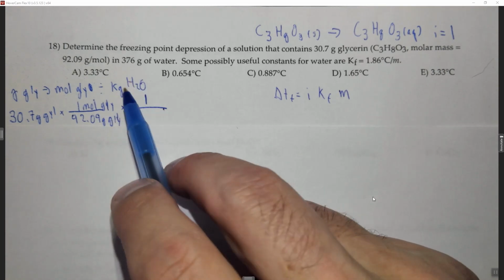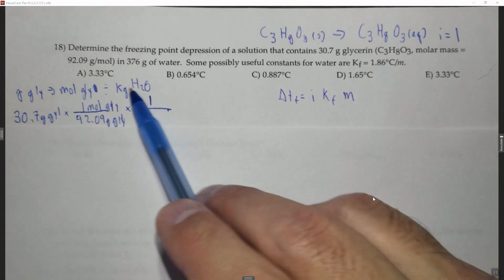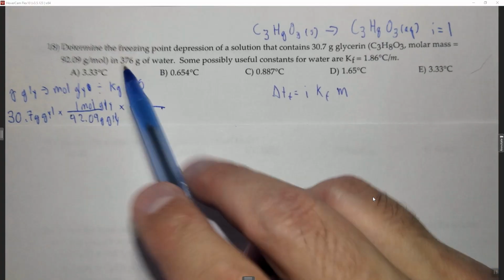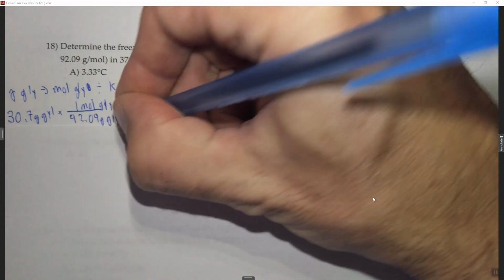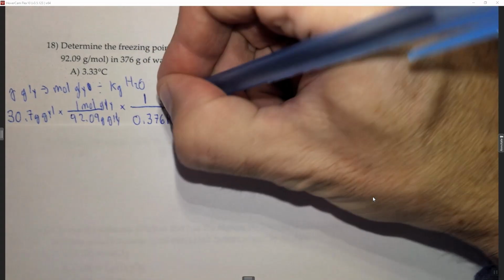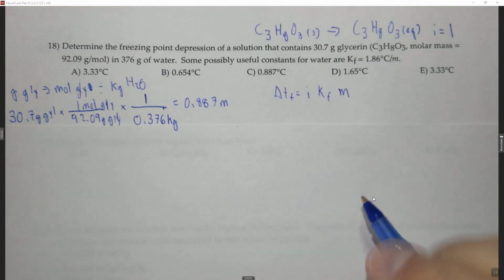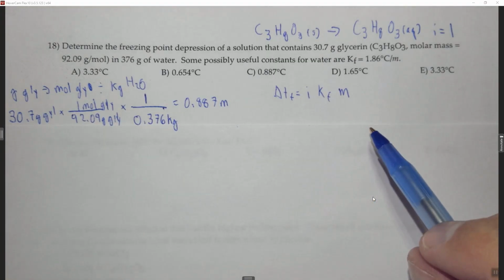Then on the bottom, we have to put the mass of the solvent in kilograms. So you can't put in 376 grams. You've got to divide that by 1,000 and put in 0.376 kilograms. And when you do that math, you find that it's 0.887 molal. We now have everything we need to plug in.